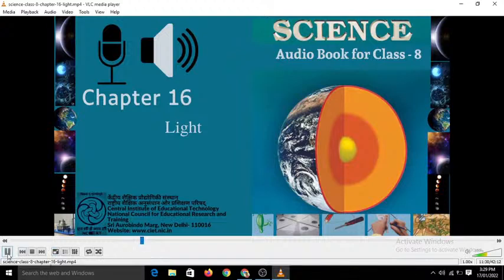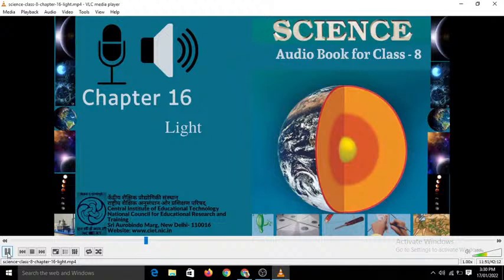There are other objects which give their own light, such as the sun, fire, flame of a candle, and an electric lamp. Their light falls on our eyes. That is how we see them. The objects which emit their own light are known as luminous objects.